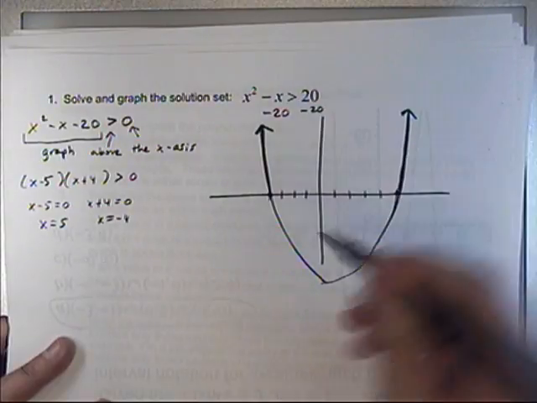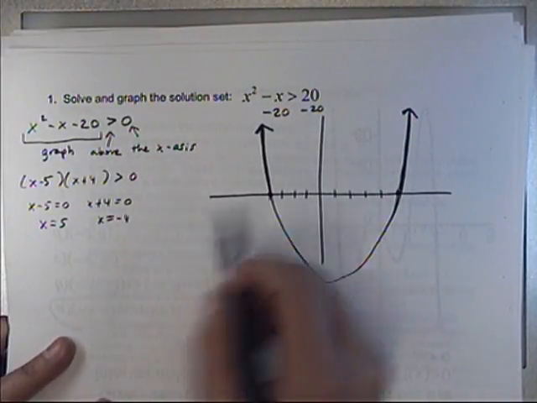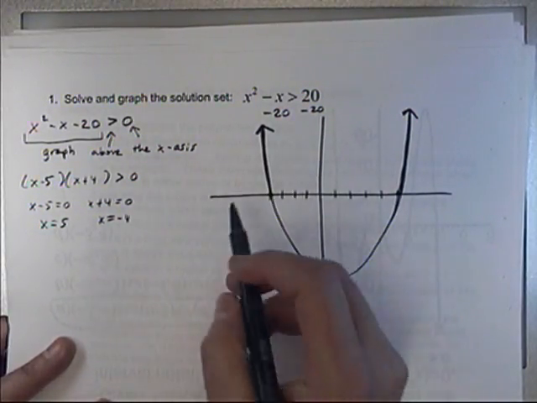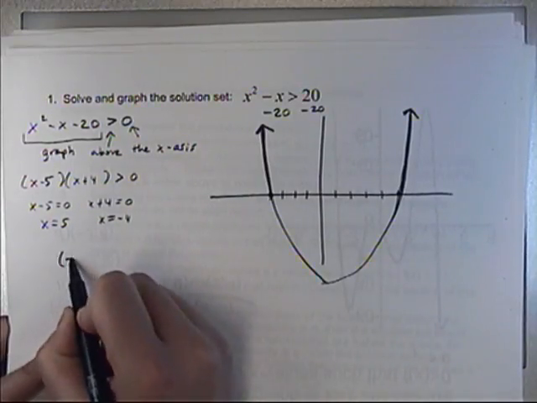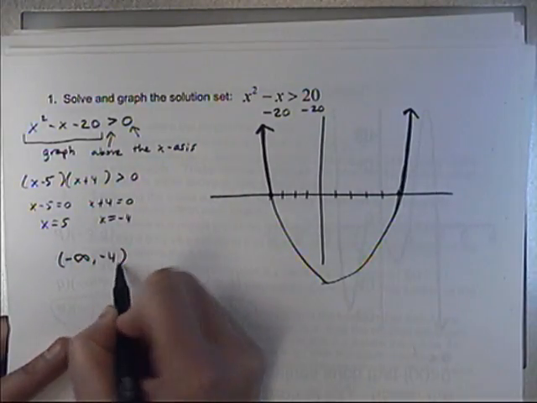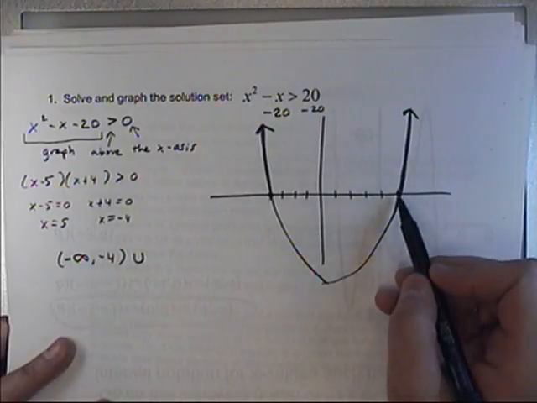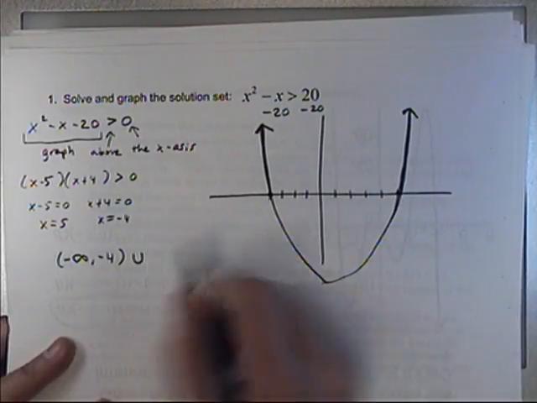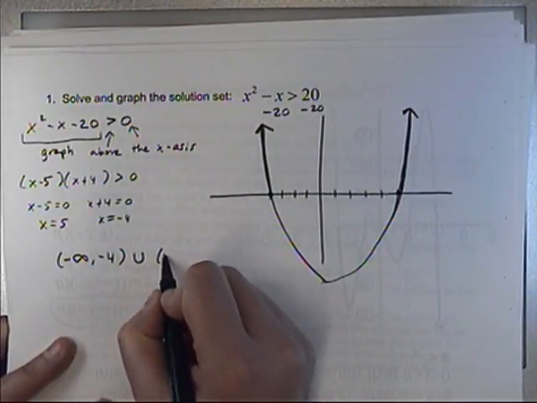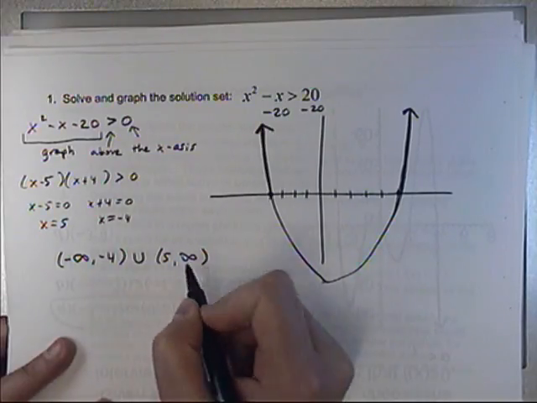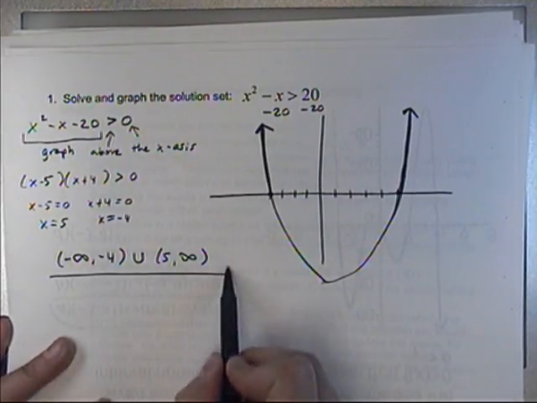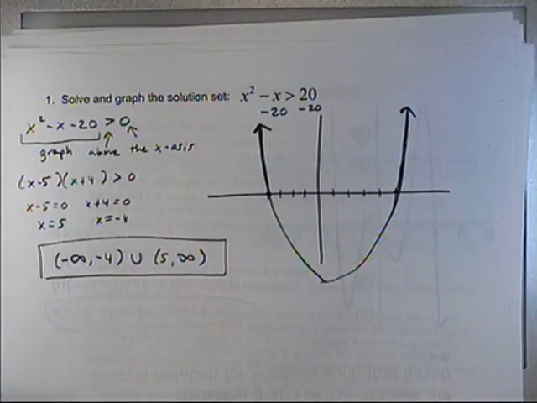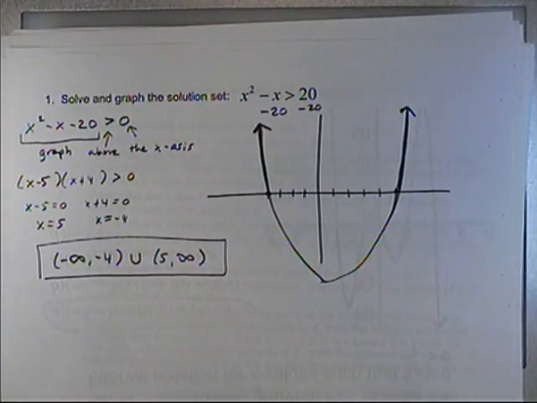and over here. So it would be basically from negative infinity to negative 4, and from 5 over to the right to positive infinity. Okay.